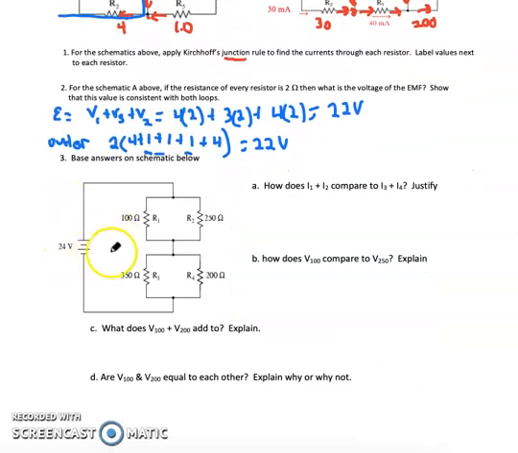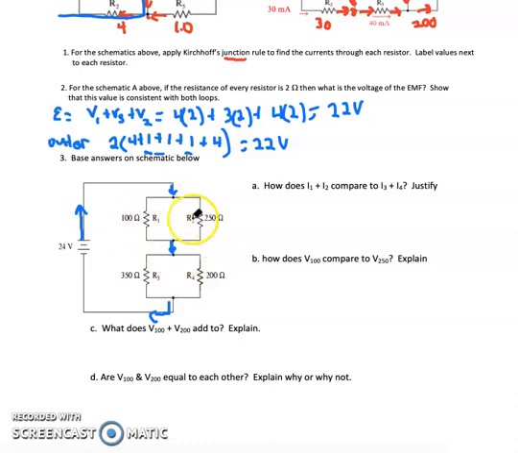I've got an interesting looking circuit. I've got current coming out of here. It goes into here. It splits into 2 branches, then comes back to here, splits into 2 branches again, and then comes in. This is a combination of series and parallel. This is getting ahead of ourselves, but you might as well be familiar with this.